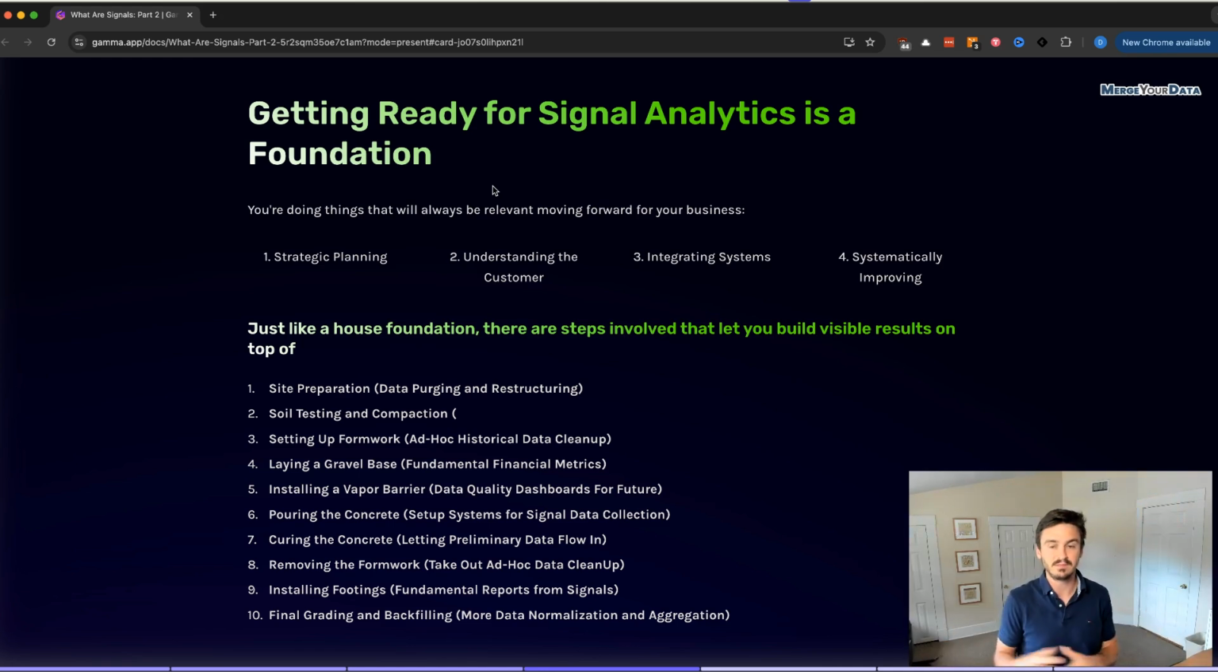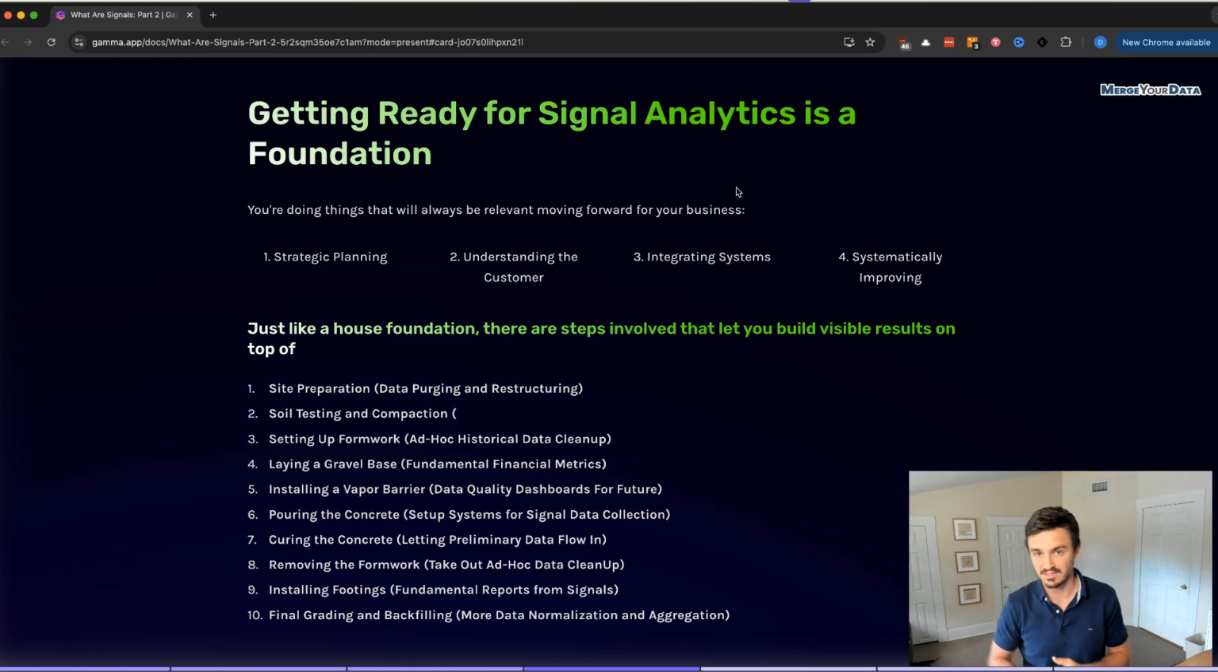So when you're doing things that will always be relevant moving forward for your business to set up signal analytics, they're going to keep coming in handy in the future. It's what you build off of. It's what you keep revisiting. But you need to go through these steps in order to get the results that you're looking for, to build a beautiful house.